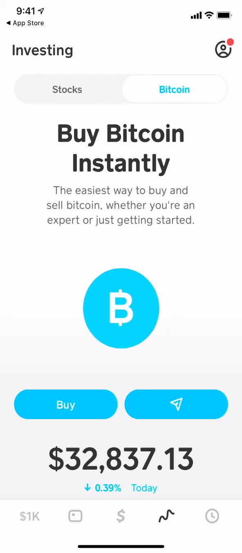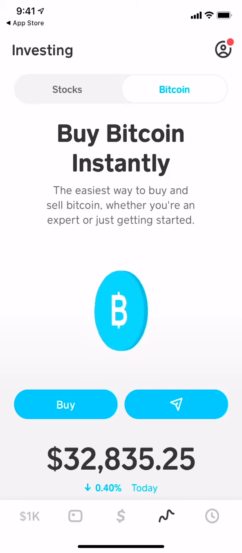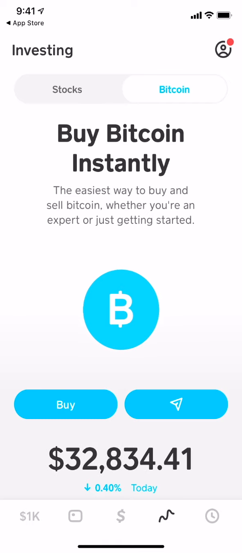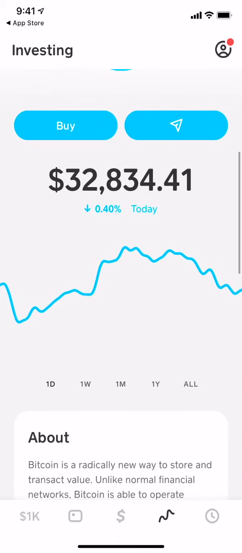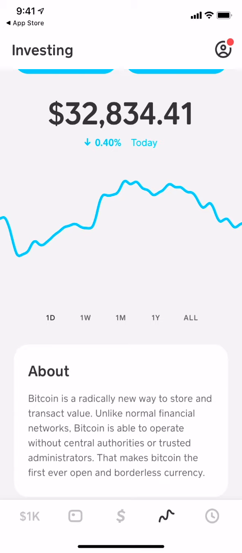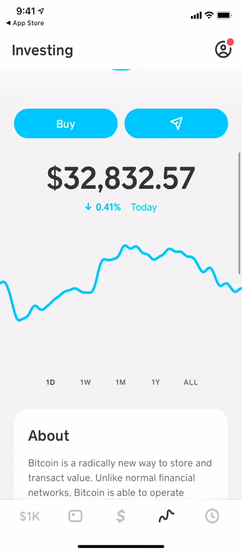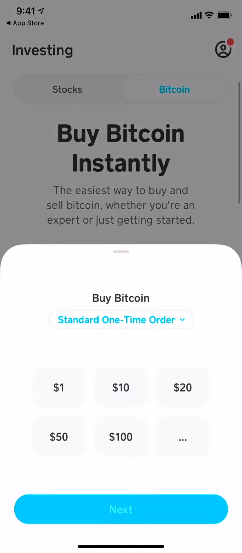And right now, the $32,837.13, that's the actual price of Bitcoin right now, or value of Bitcoin. Unfortunately, that's not my Bitcoin balance. And then underneath that, you can also see there's the charts. You can look at 1 day, 1 week, so forth. So they give you good information on Bitcoin here, but we're going to buy Bitcoin.